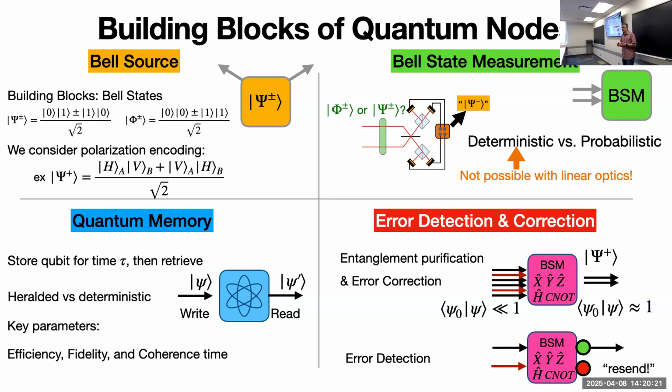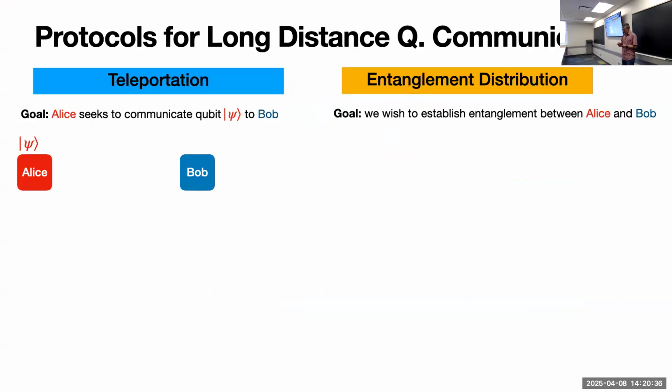So nothing is going to work perfectly, and we're just going to have to develop protocols for making this network work in a reliable way, despite these losses. Okay, so those are the building blocks of the nodes. Now we have to talk about the actual quantum channel, right?